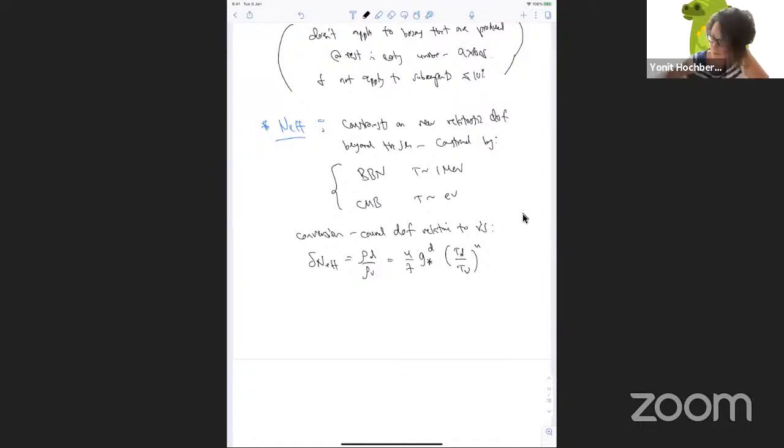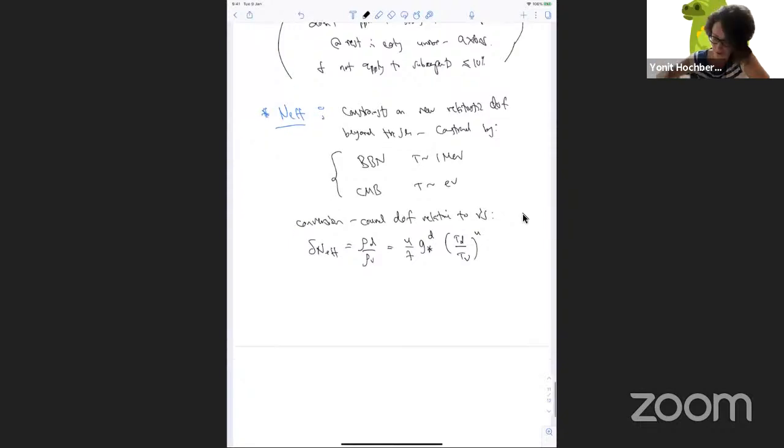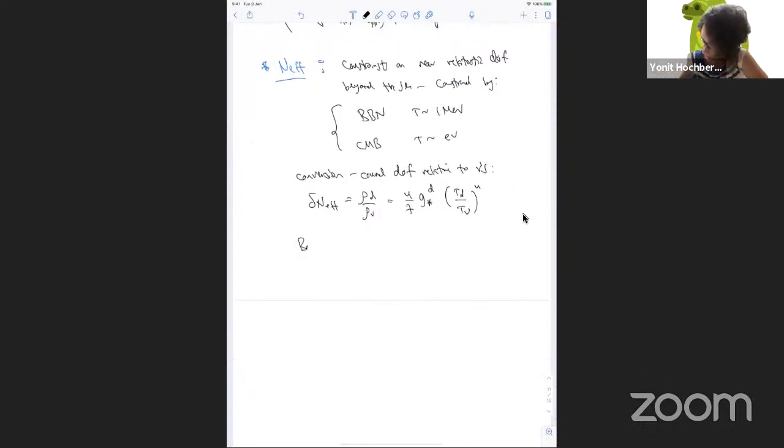Okay, and we have bounds on the size of this delta N effective, from both BBN and from CMB. The numbers are actually pretty similar these days. From BBN, the contribution to the effective number of neutrinos should be smaller than 0.4. CMB tells us that the same delta N effective at the time of CMB should be smaller than 0.6. So these numbers are actually pretty close.